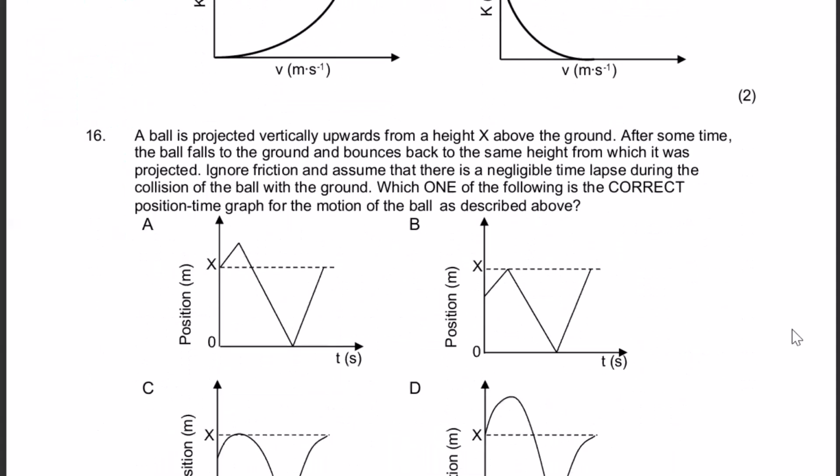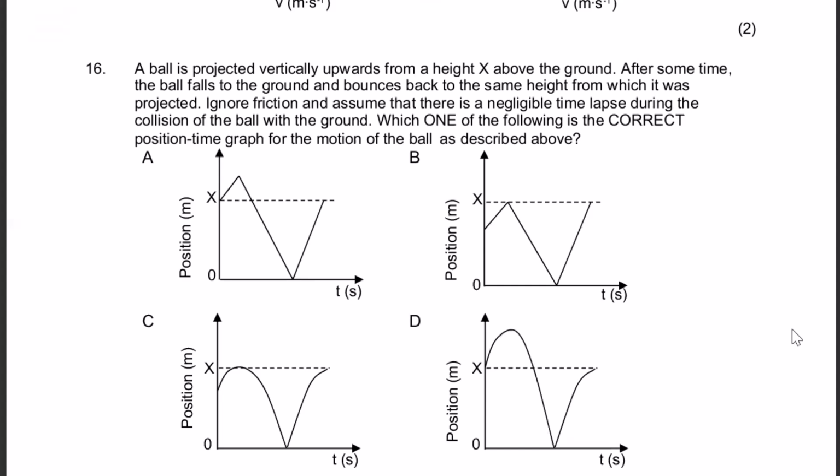If we look at these options, the correct option is going to be option C. Then moving on to question 16, it says a ball is projected vertically upwards from a height x above the ground. After some time, the ball falls to the ground and bounces back to the same height from which it was projected. Ignore the friction and assume there is negligible time lapse during the collision of the ball with the ground. Which one of the following is the correct position-time graph for the motion of the ball as described above? It starts from a height x above the ground.